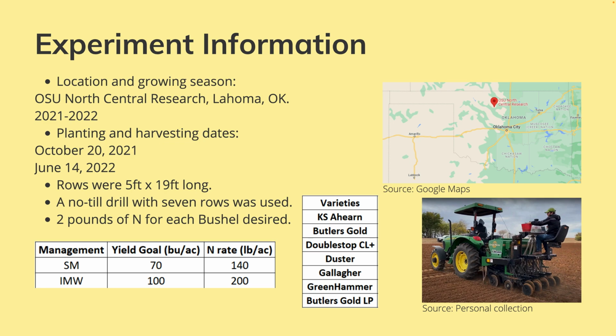So if we are aiming for 70 bushels per acre, then we are doing 2 pounds of nitrogen for each bushel. So that 2 times 70 gives us 140 pounds of nitrogen per acre. All right. We had 6 genotypes, of which Butler's Gold was planted twice, one during optimal and the other one during late planting.